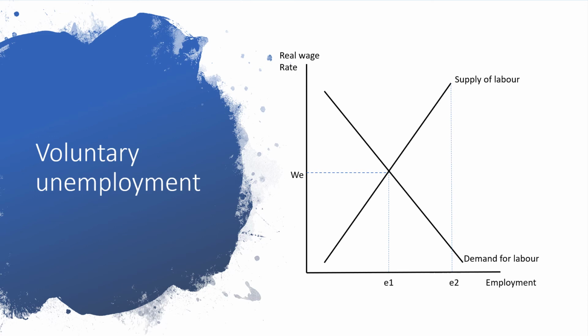However, there are some people who are unwilling to work for a wage of WE. These people are voluntarily unemployed. Voluntary unemployment exists when somebody is out of work because they're unwilling to work at the market clearing wage rate. On the diagram, there's currently voluntary unemployment of E1 to E2.